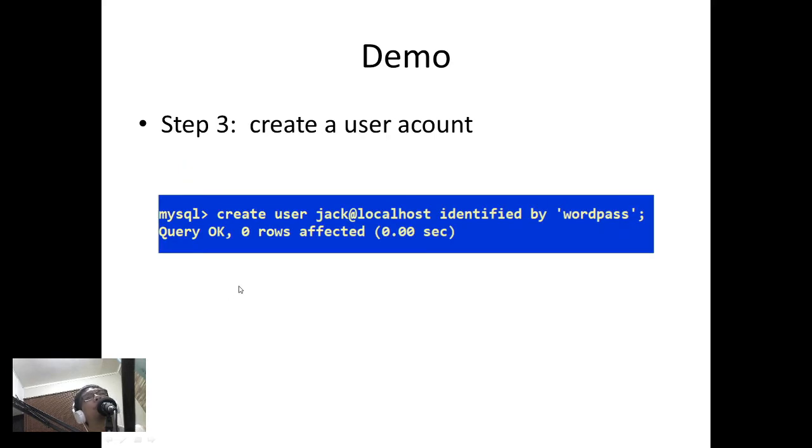Let us now create a user account. Again, the syntax is CREATE USER followed by the account name, IDENTIFIED BY, and then the password. In this example, we have CREATE USER jack at localhost, that's the hostname, IDENTIFIED BY the password. To simplify things, we just use the word password. Of course, not a very strong password. But after this, we have now created a user.